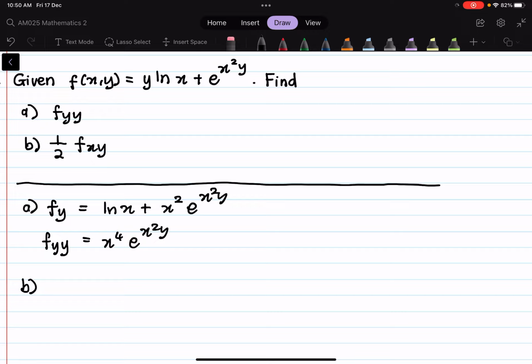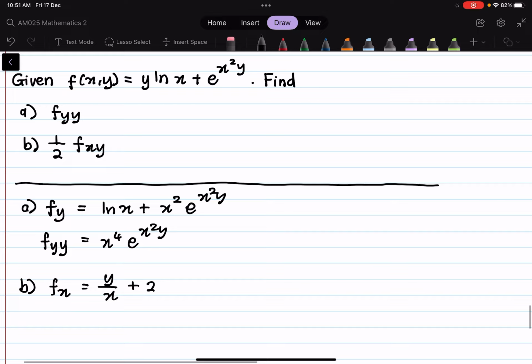So let us find f sub x. Now let's differentiate y ln x with respect to x. So we're going to get y over x because y is a constant. Differentiate ln x with respect to x is 1 over x. So y times 1 over x is y over x. Plus the differentiate e to the power x squared y with respect to x, we're going to get 2xy, copy down e to the power x squared y.